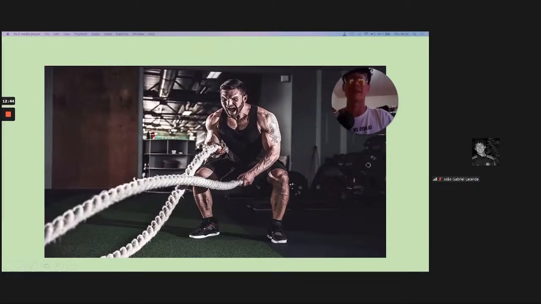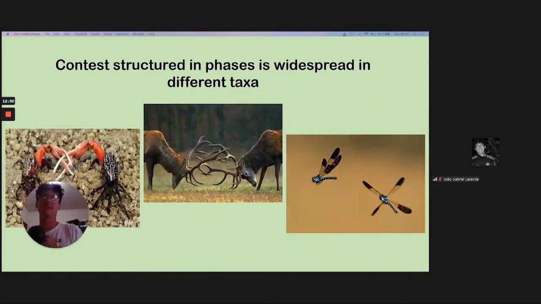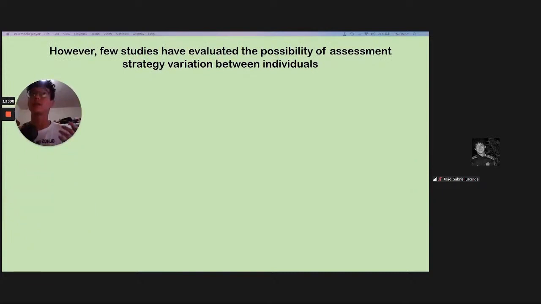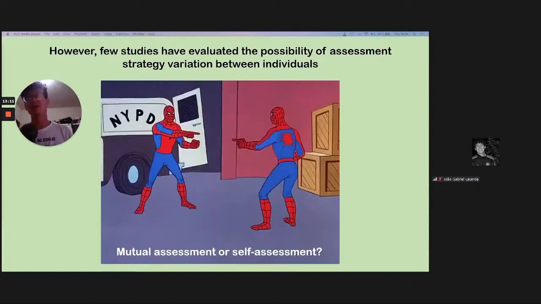Okay, and overall, we highlight that this contest structure in phases is widespread in different taxa, but in many empirical studies, we still find a test of only two assessment strategies, and few studies have evaluated the possibility of assessment strategy variation between individuals. So they try to test only the presence of one assessment strategy, and we can be missing information because of this approach.